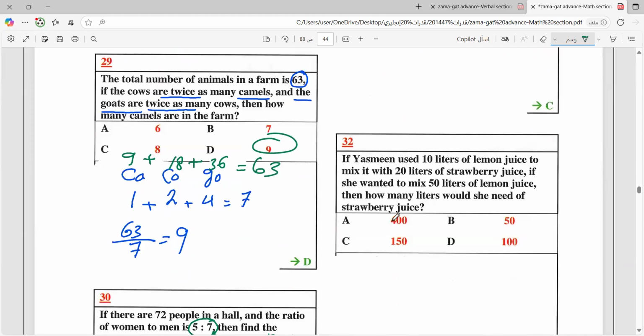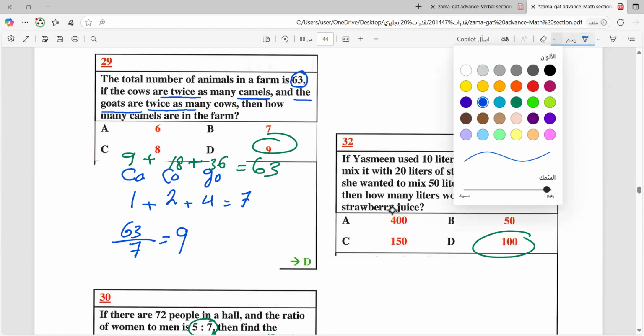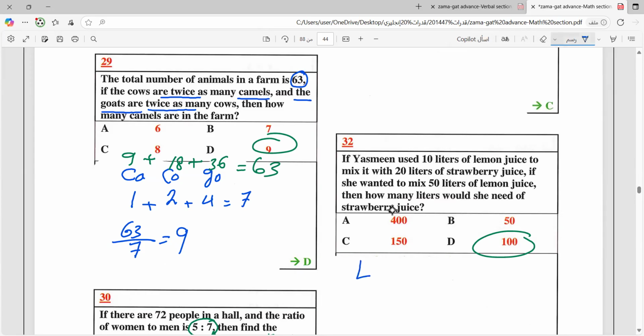Okay, last one, yeah, Abdul Muhsin. If Yasmin used 10 liters of lemon juice to mix with 20 liters of strawberry juice, if she wanted to mix 50 liters of lemon juice, then how many liters would she need of strawberry juice? 100. How did you get 100 so quickly? Because 10 to 20 is 1 to 2. Yes. So you just times it by 2. So it will be 10 over 20. Then he gave me 50.